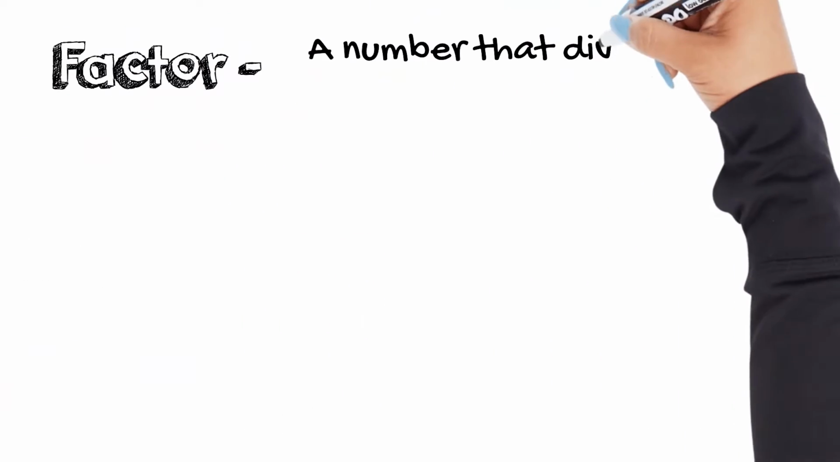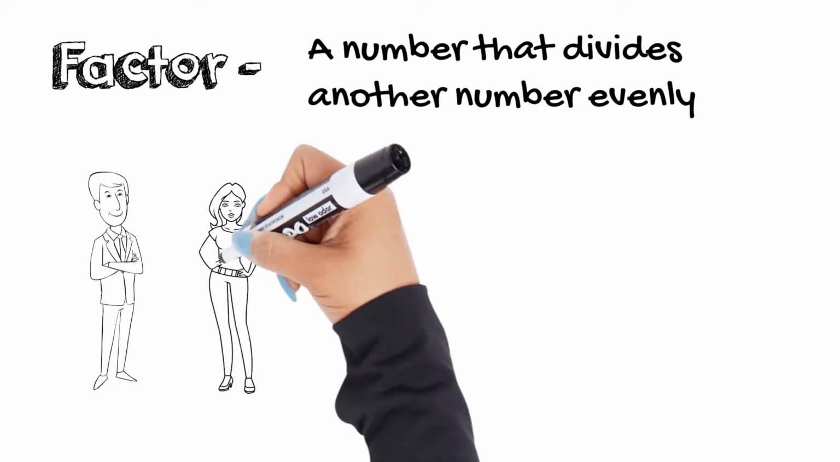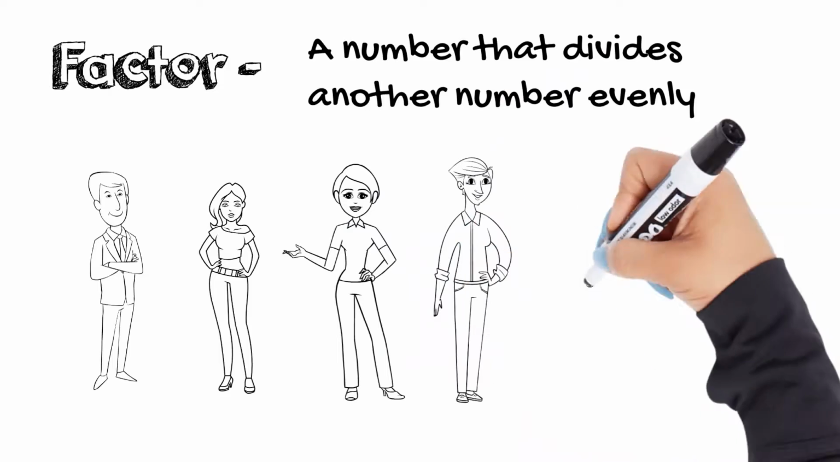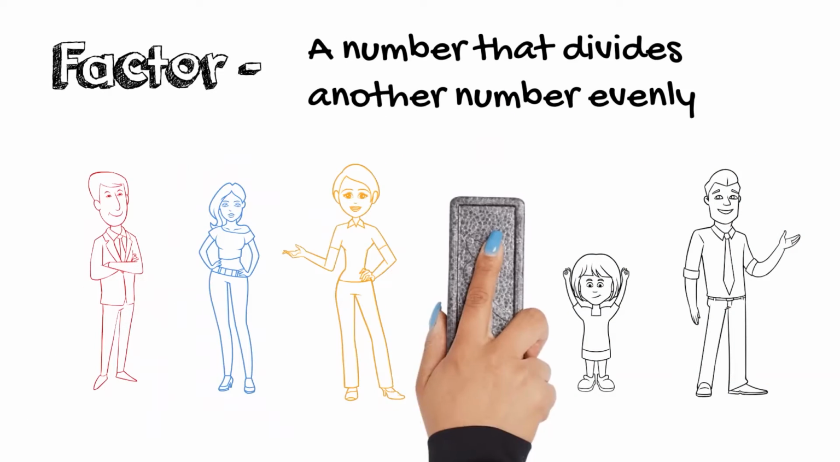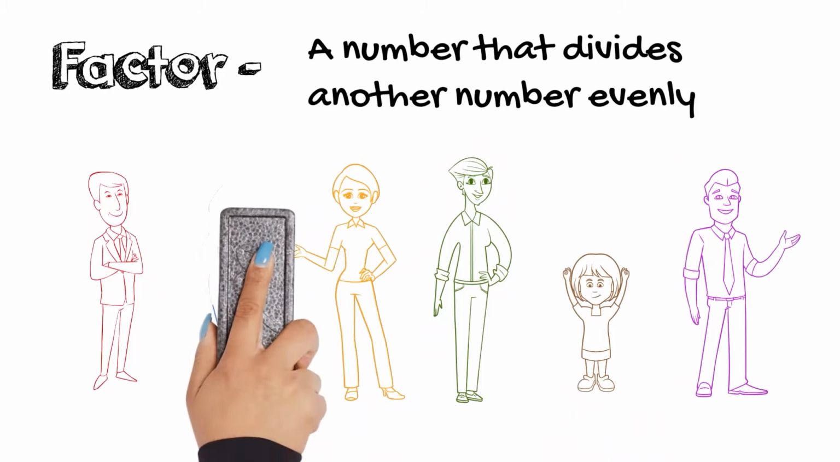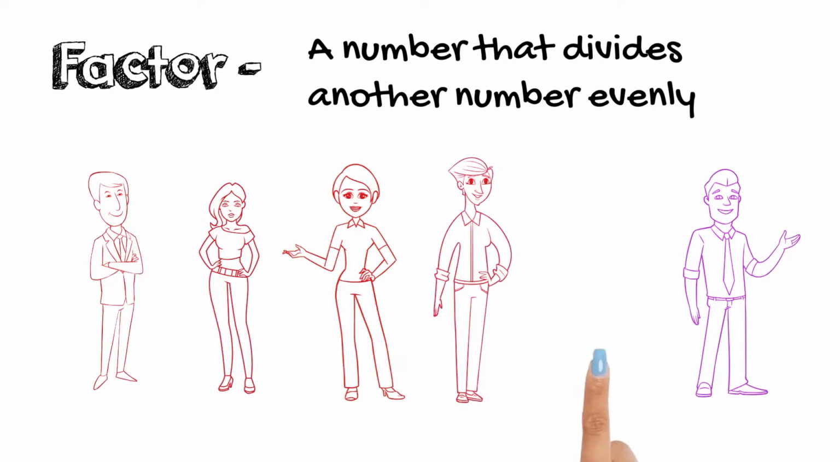A factor is a number that divides another number evenly. So to find the factors of 6, we can think about it like we have 6 people that we want to break up into groups. So we could do groups of 1, we could do groups of 2, we could do groups of 3, or we could have groups of 6. So in other words, the factors of 6 are 1, 2, 3, and 6.